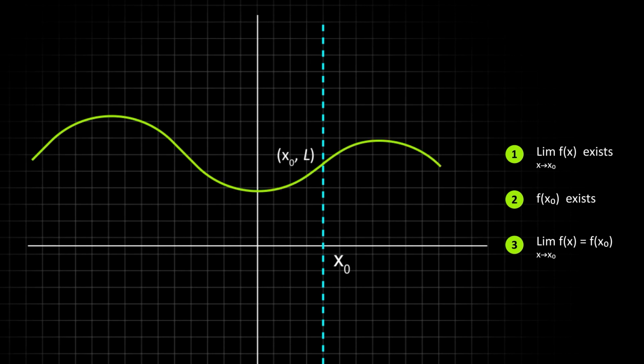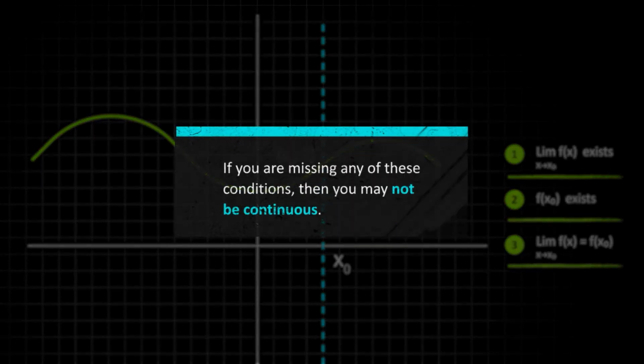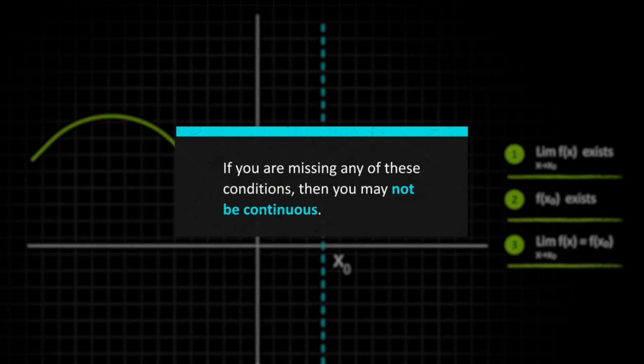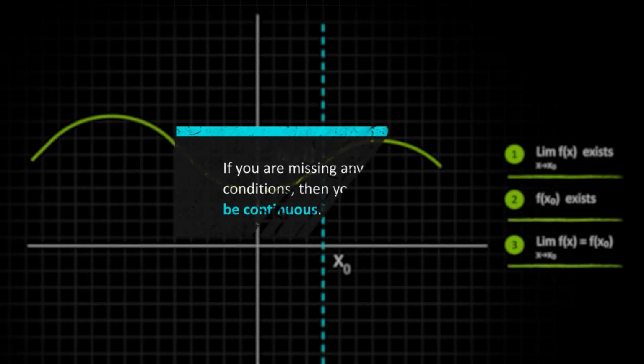So, we can see that we need all three conditions: that the limit exists at the value of interest, that the function exists at the value of interest, and that the limit and function have the same value. Rather than saying that the limit and function have the same value, mathematicians will often say that they agree at the point of interest. But the important thing to take away here is that if you're missing any of these conditions, then you may not be continuous.